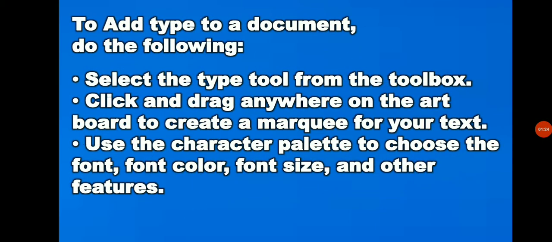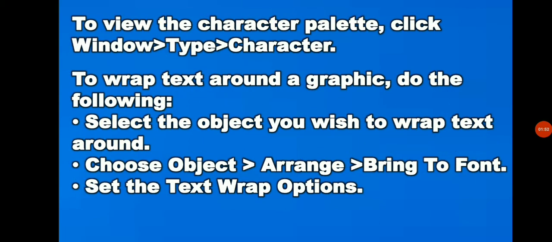To add type to the document, select the type tool from the toolbox and click and drag anywhere on the artboard to create the marquee for your text. Use the character palette to choose the font, font color, font size, and other features. To view the character palette, click Window and Type, then Character.